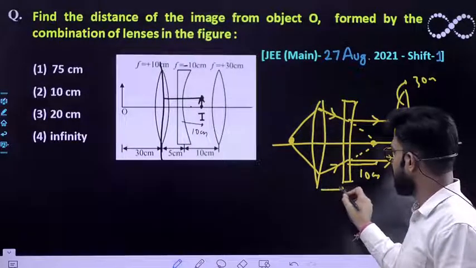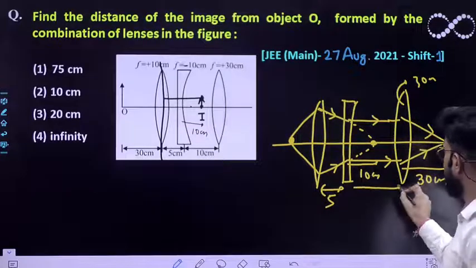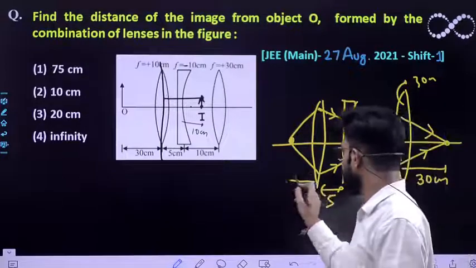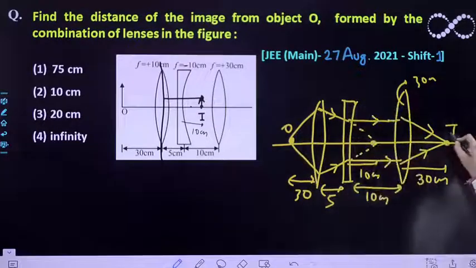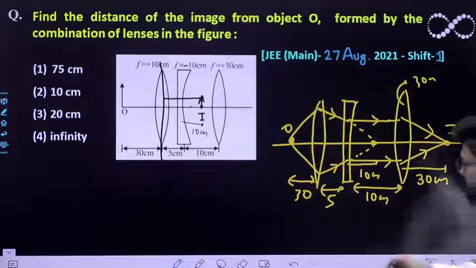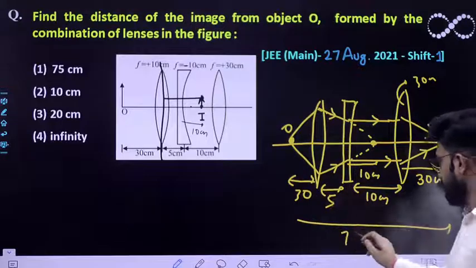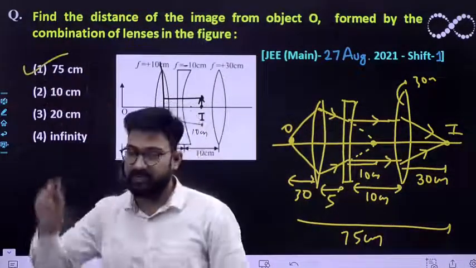This distance was 5, this distance was 10 centimeter, and this distance was 30 centimeter. So this was the object. Here the final image is going to form. So the distance from it is 30 plus 30, which is 60, 70, 75. So 75 centimeter is the correct option. So the first would be the correct option that you can get.